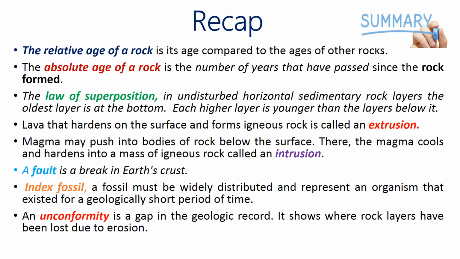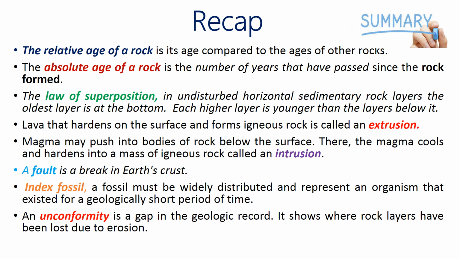Extrusion. Lava that hardens on the surface and forms igneous rocks is called an extrusion. Intrusion. Magma may push into bodies of rock below the surface. There the magma cools and hardens into a mass of igneous rock called an intrusion. A fault is a break in Earth's crust.